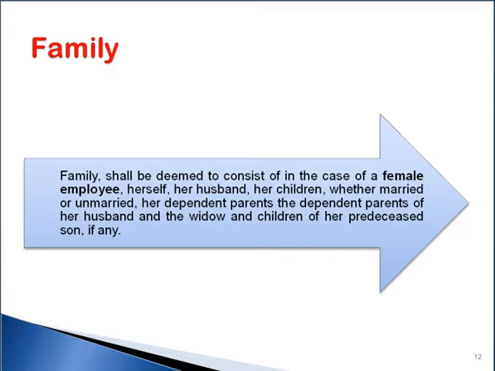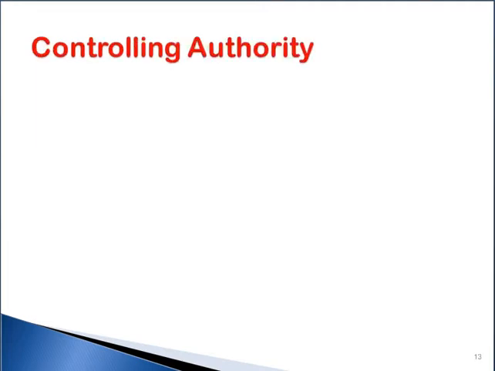The definition for a female employee is separately specified in the Act. The Act says that in the case of a female employee, it shall include herself, her husband, her children, whether married or unmarried, her dependent parents and dependent parents of her husband, and the widow and children of her predeceased son, if any. The next important definition is that of controlling authority.